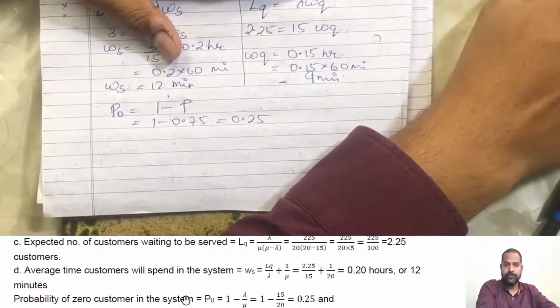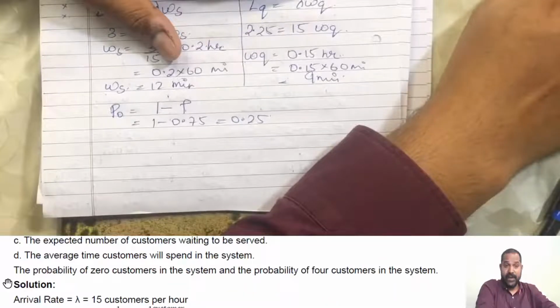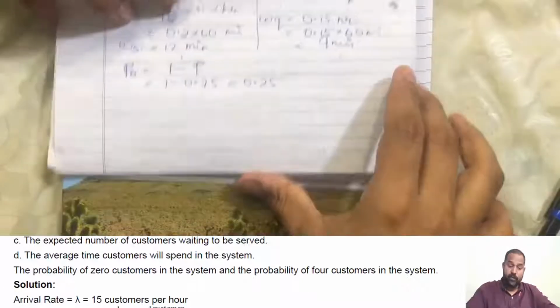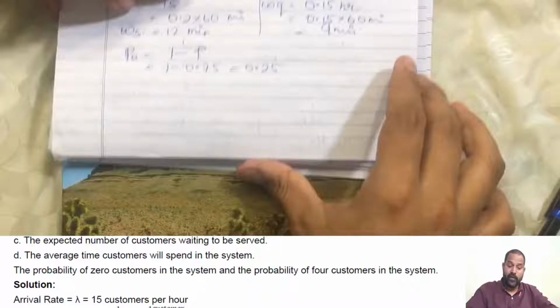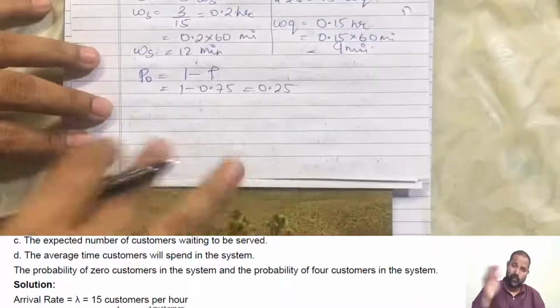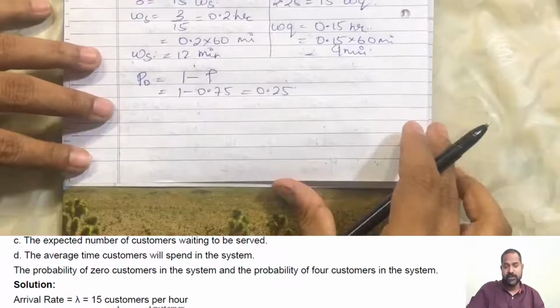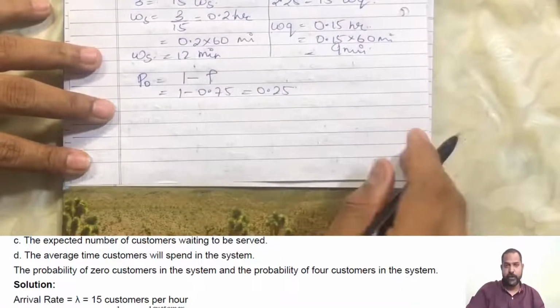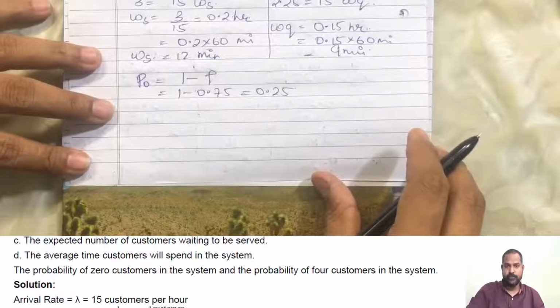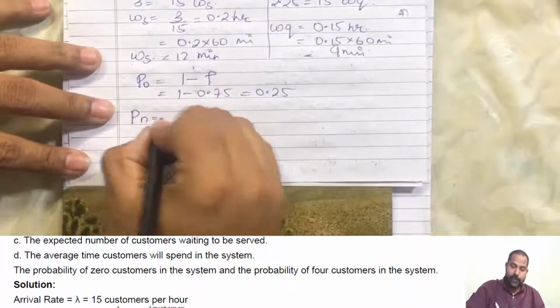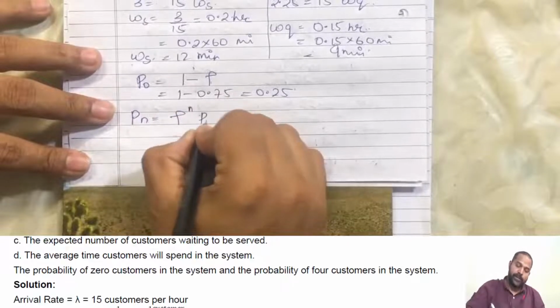Perfect. Next, D. An extra question without any naming. Probability of 0 customers in the system and probability of 4 customers in the system. Probability of 0 customers in the system I've already found. If you want to write it down directly, write it down again. Probability of 0 people in the system is P0, which is 1 minus rho, which is 0.25. And now if you want probability of n people in the system, it is rho raised to n times P0.